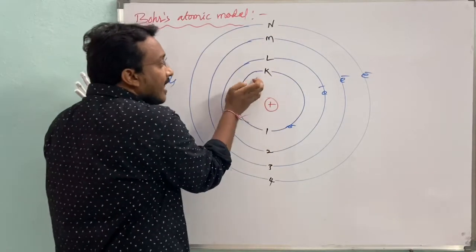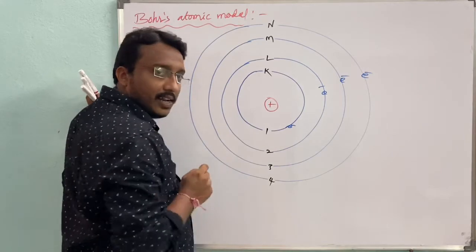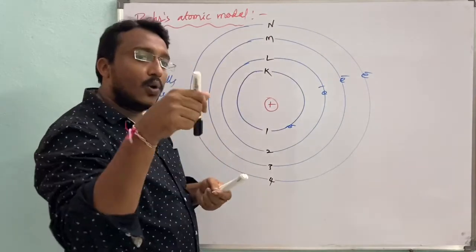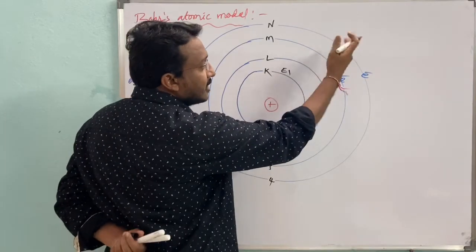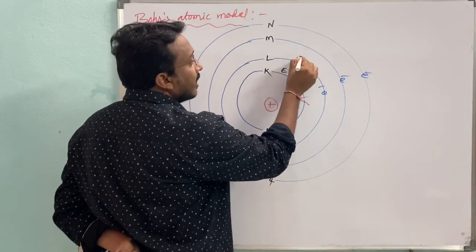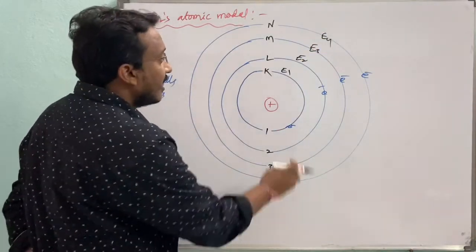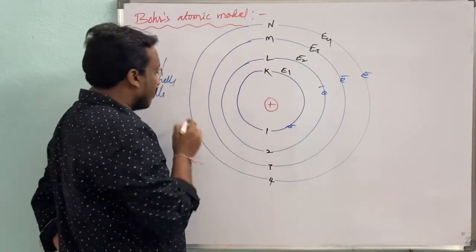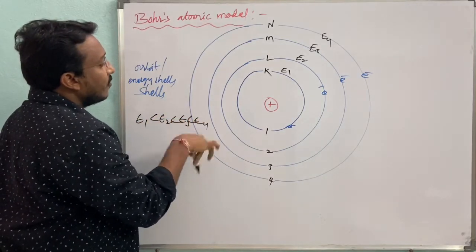And the energy levels are different. The K shell is very close to the nucleus, and compared to the others in this atom, the K shell has the lowest energy. That means all energy shells differ in energy. Let the first shell energy be E1, second E2, third E3, and fourth E4. This is the lowest energy and this is the highest energy. Then E1 is less than E2, less than E3, less than E4.